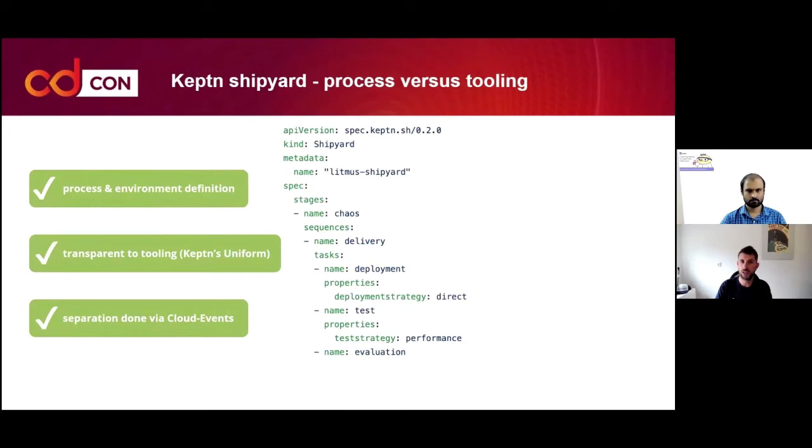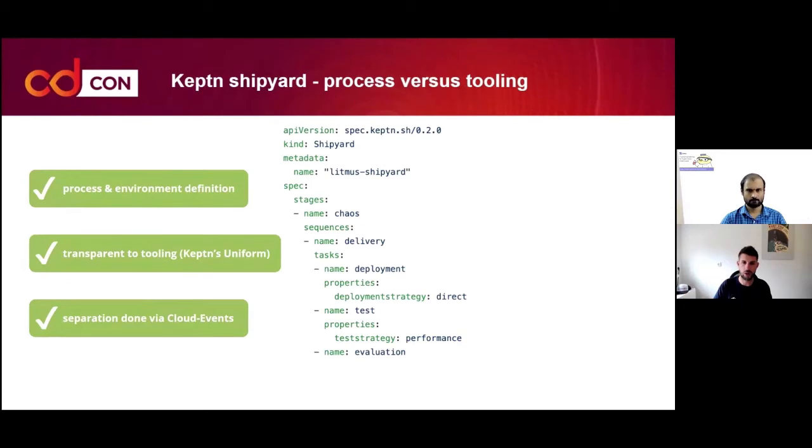The tooling is actually defined in a different concept, which we call the Keptn uniform. But the important part here is that whenever you change tooling, maybe you change your deployment tools, maybe you change your testing tools, you don't have to change your environment and process definition. The separation of these concerns, the tooling and the process, is done via cloud events. So integration with Keptn can be done via cloud events. Everything that is sent from Keptn is a cloud event, and everything that is sent to Keptn is also a cloud event.